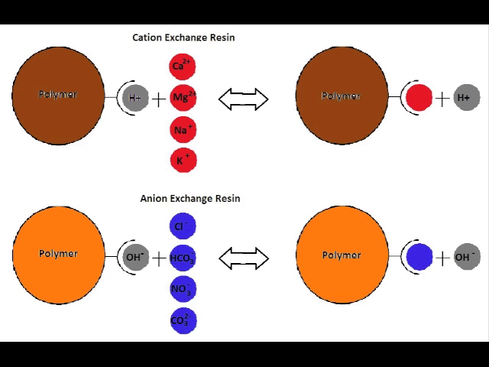Mixed bed units are ideal compared to separate bed units because they require less space and in some cases have higher treatment efficiencies. Ion exchange systems can be found in all stages of water treatment, including drinking water, wastewater, and industrial water treatment.